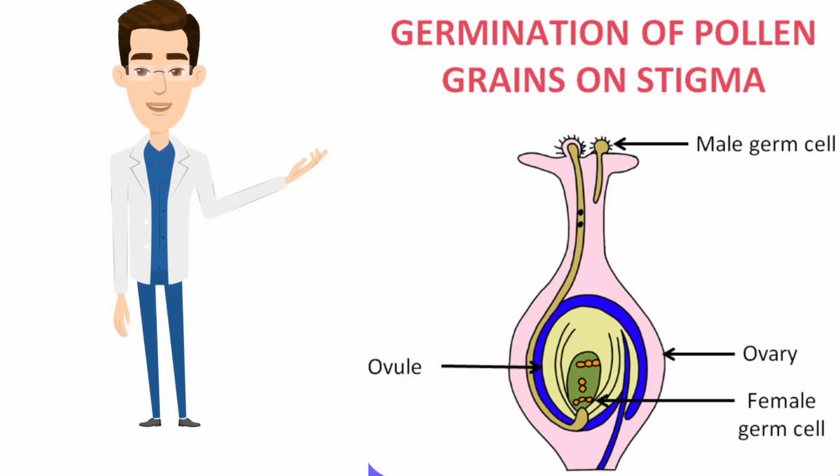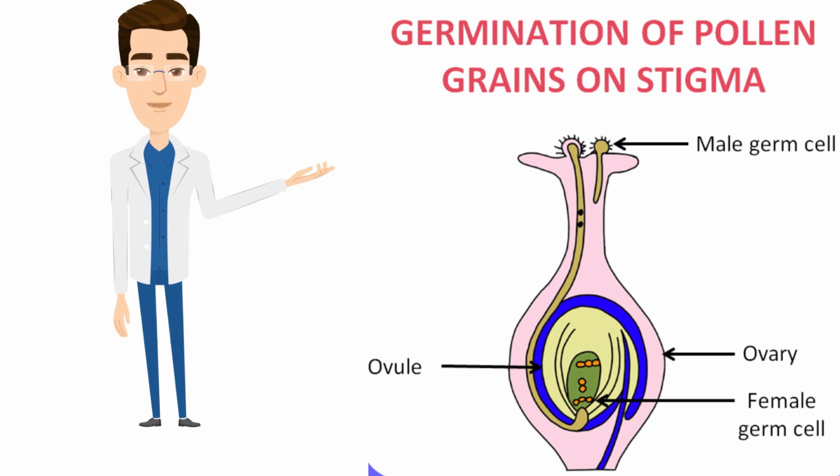2. Adhesion and hydration. The stigma of a flower is often sticky or has a sugary solution to help pollen grains adhere to its surface. Once a pollen grain lands on a compatible stigma, it starts absorbing water and nutrients from the stigma, causing it to swell.